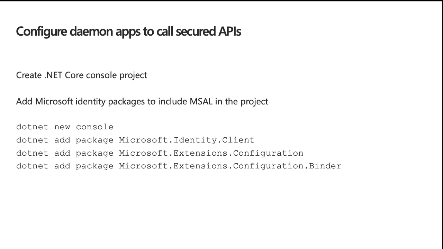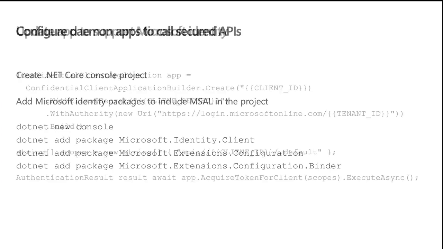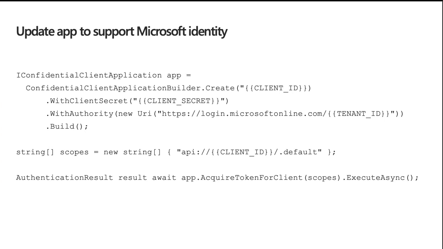The next step is to create the daemon app that will obtain the access token and then access the secured web API. Create a new .NET Core console app using the following command, followed by installing a few NuGet packages to support Microsoft Identity. Now, update the project so it will authenticate with Microsoft Identity and obtain an access token.